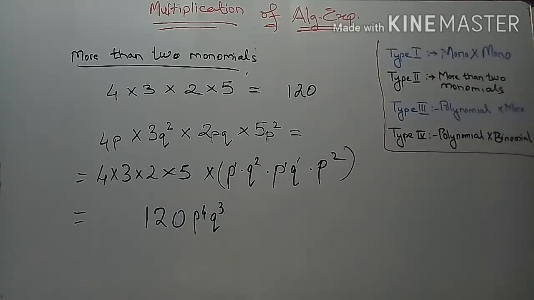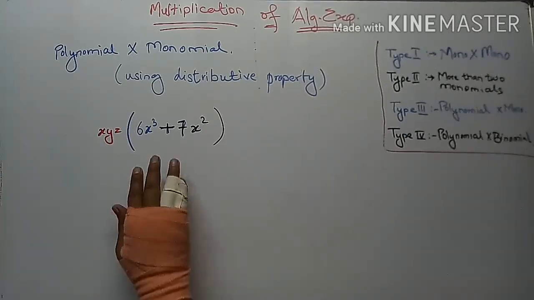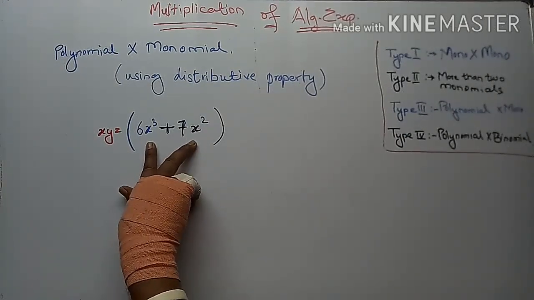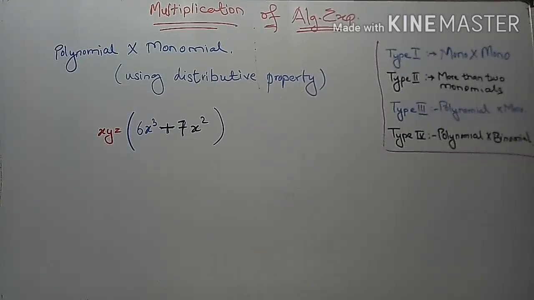Now we'll move on to the third type. From now on we need to be careful about our multiplication. In this third type, type 3, a polynomial is multiplied by a monomial. Here, unlike the previous types, we don't have only one single term; we have two terms separated by an addition sign, or a subtraction sign in another example.